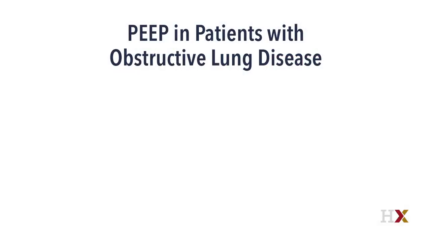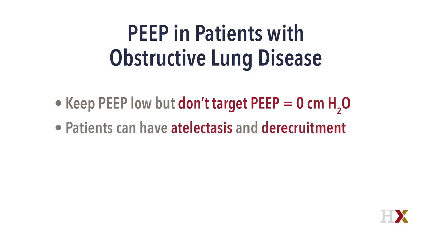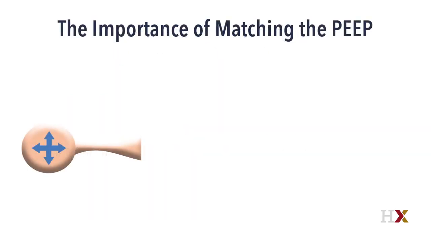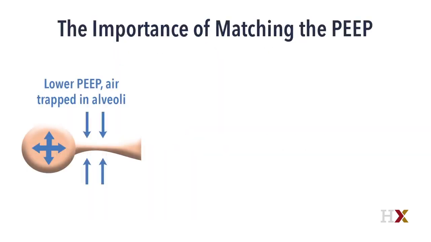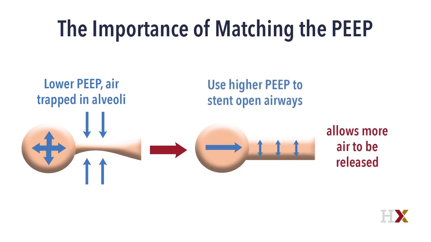PEEP is an interesting consideration in patients who have obstructive airways disease. In many circumstances, we want to keep the PEEP lower, but we don't target a PEEP of 0. Patients with obstructive airways disease can have atelectasis and derecruitment as well. And so we usually recommend a minimum of 5 centimeters of water for patients who have any sort of obstructive lung disease. However, patients who have those emphysematous changes and the floppy airways may actually need more PEEP to stent open the airways and paradoxically allow more air to be released.